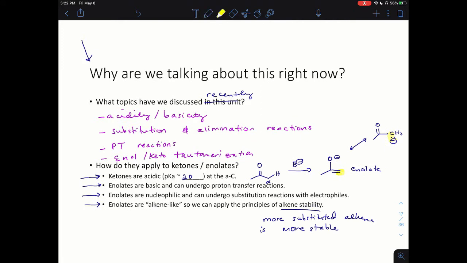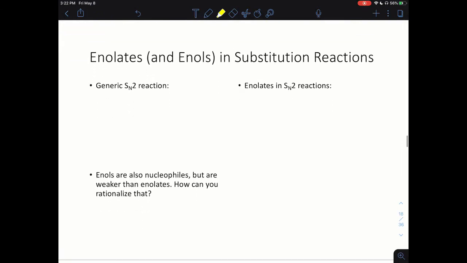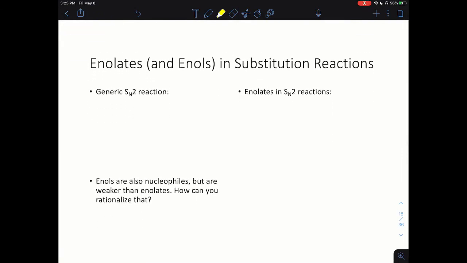Now I'd like to draw your attention back to this point that enolates are nucleophilic. Because they're nucleophilic, we're going to be able to use them in substitution reactions. So go ahead and see if you can fill in a picture of a generic substitution reaction, how you think an enolate might behave in a substitution reaction, particularly SN2. And then go ahead and answer that question. Okay, pause.